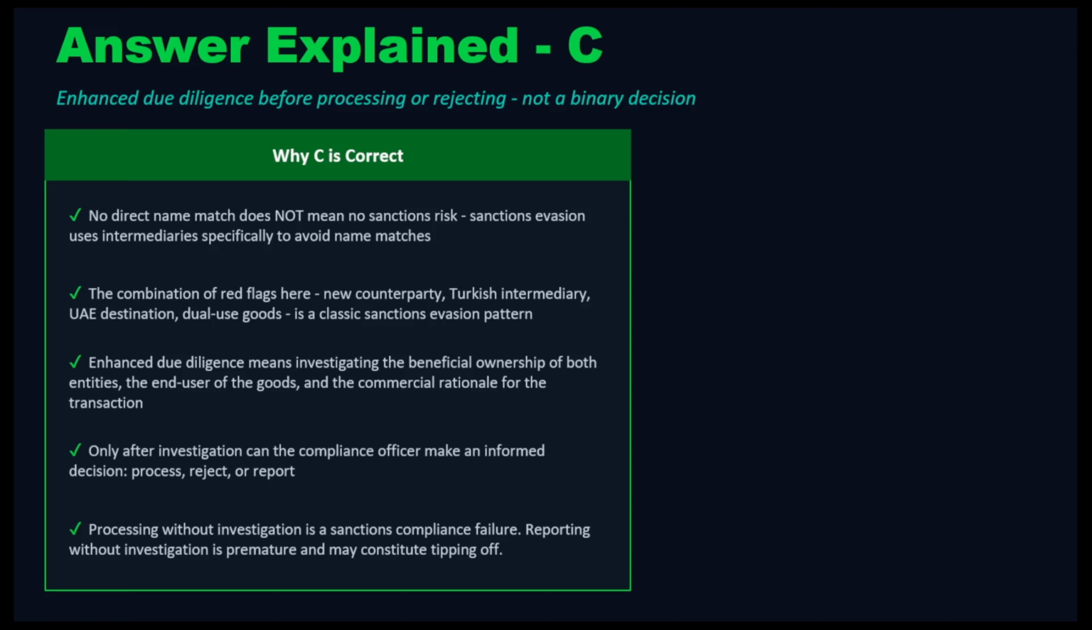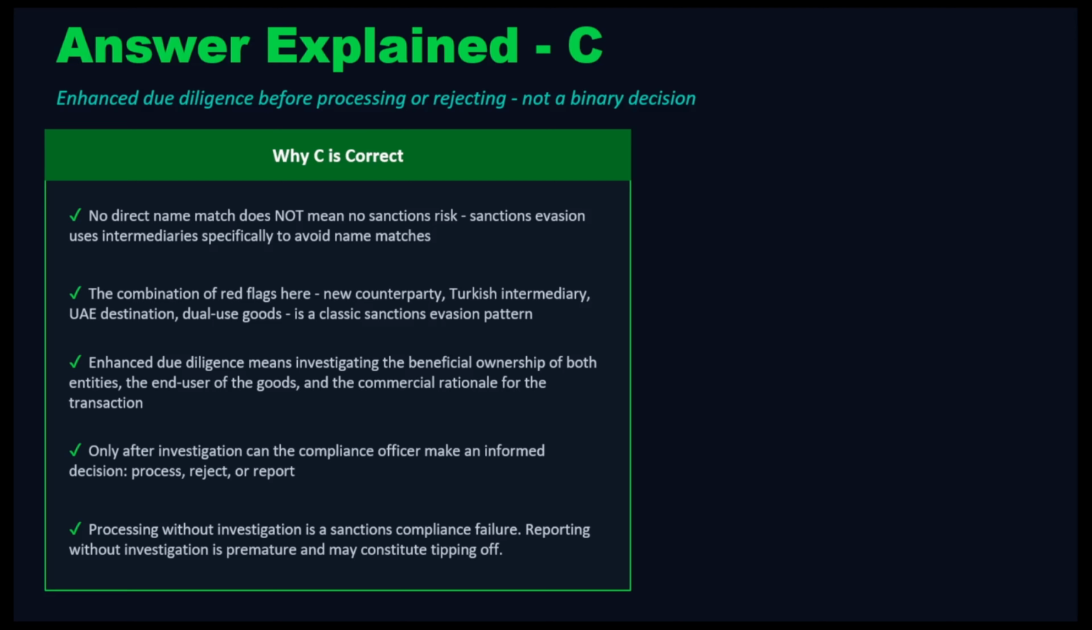exactly the point. Sanctions evasion is specifically designed to avoid name matches. You play with words, one single character here and there. The red flags are not about the name, they are about the patterns also.